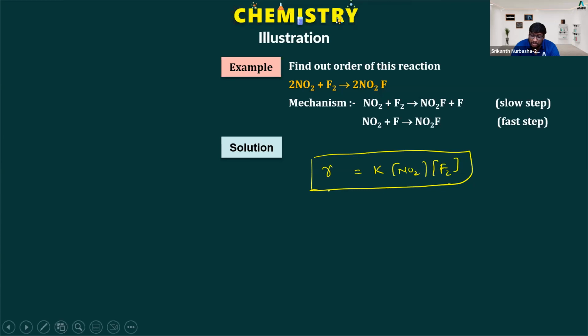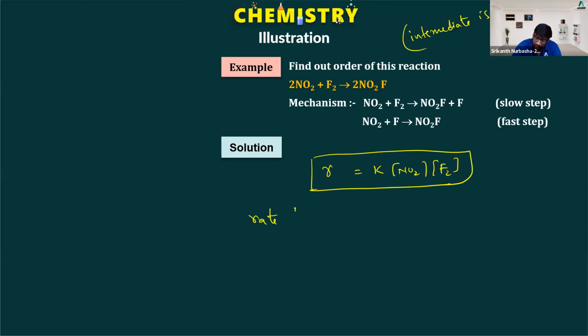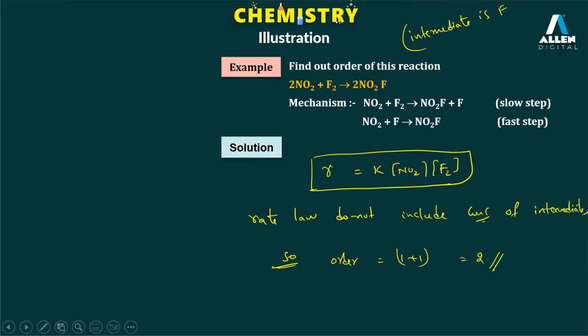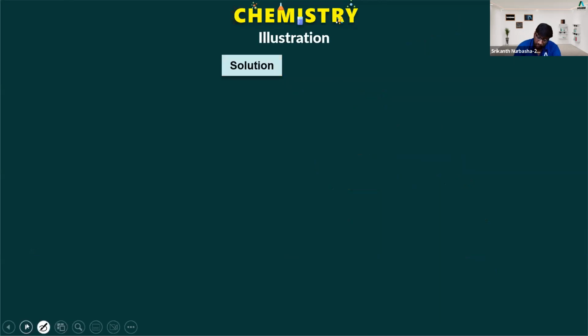So rate law does not include concentration of intermediate. Does the rate law include concentration of intermediate? Which is the intermediate here? F. Intermediate is F. Rate law does not include concentration of intermediate. So order is equal to 1 plus 1, that is equal to 2. Order is equal to order with respect to NO2 plus order with respect to F2, that is equal to 2. Right? Let us proceed further.